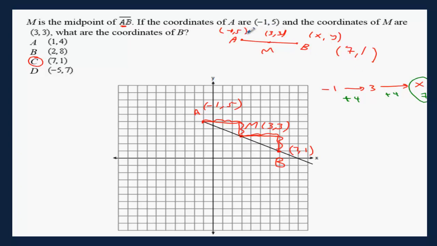Now the 5, the Y, from 5 to 3 to Y. What did we do here? To go from 5 to 3, you subtracted 2. To go from 3 to Y, subtract another 2. So Y equals 1. So the new coordinates are 7 and 1.